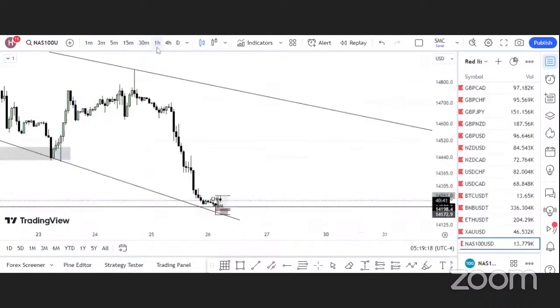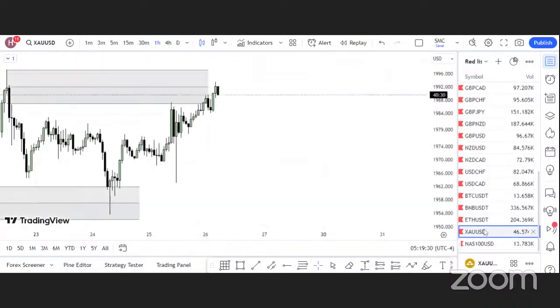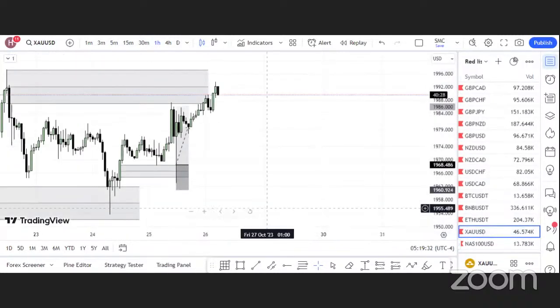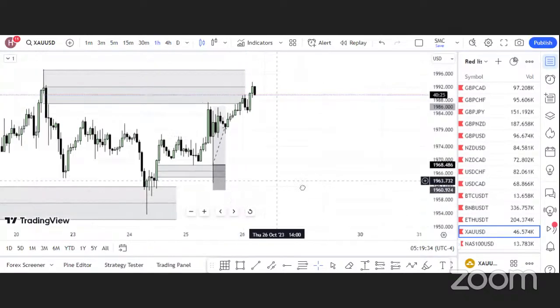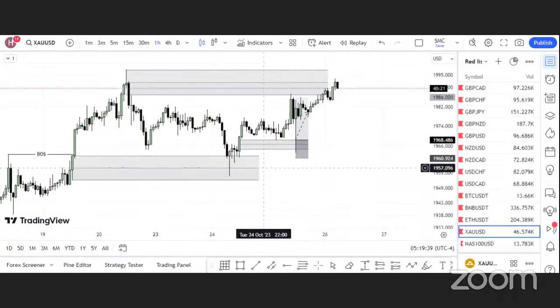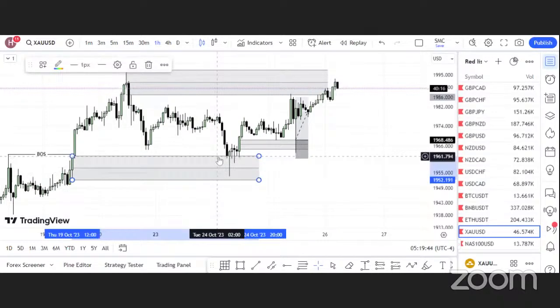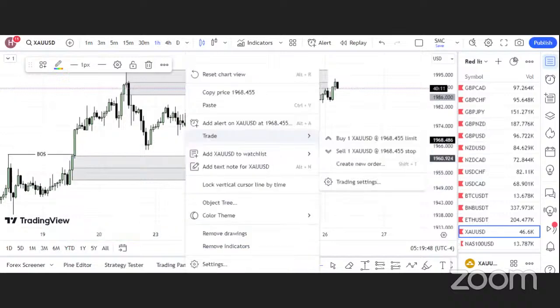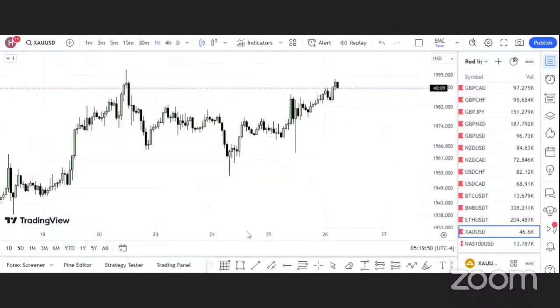So let's continue. Let's move on with our analysis. Let's look for another market to analyze. So let's analyze XAU USD. Let's analyze XAU USD. All right, so let's delete everything here and make a fresh analysis.